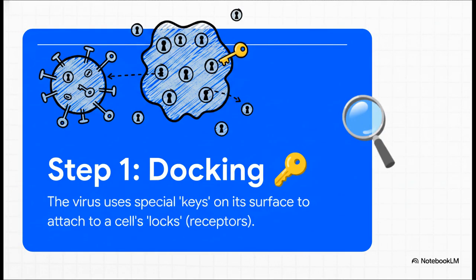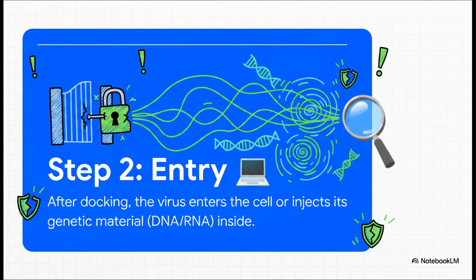Now, a virus is actually pretty picky. It can't just attack any old cell. Think of it like this. The virus has these special protein keys all over its surface. And those keys have to fit perfectly into the locks or receptors on a specific host cell. If the key doesn't fit that particular lock, well, the virus just can't get in. Simple as that.